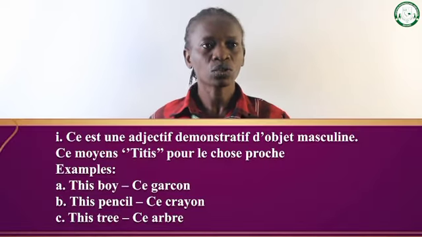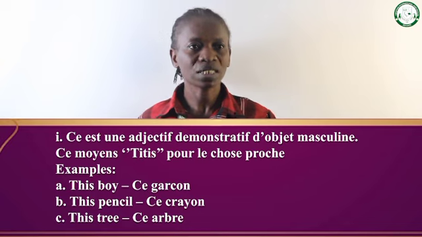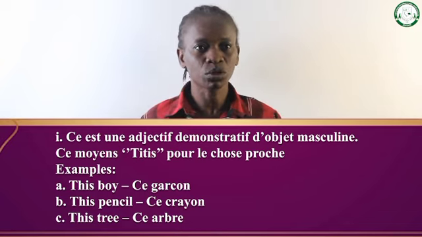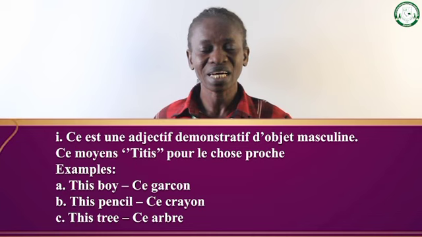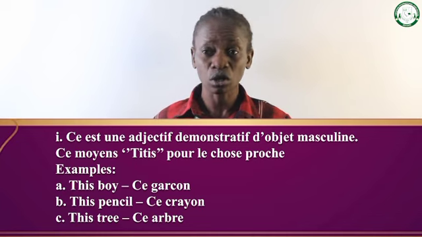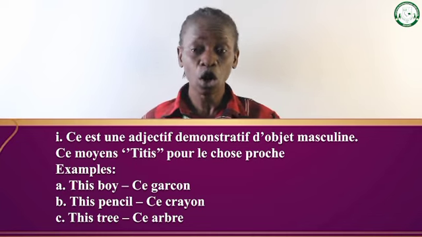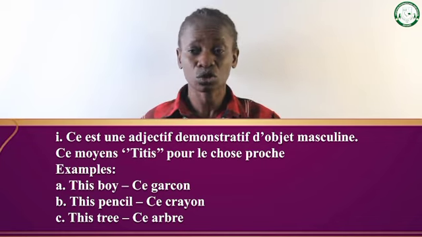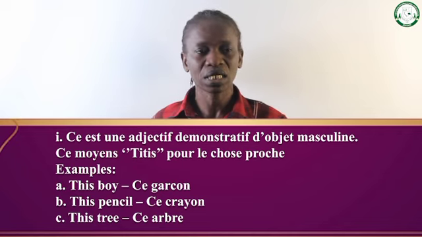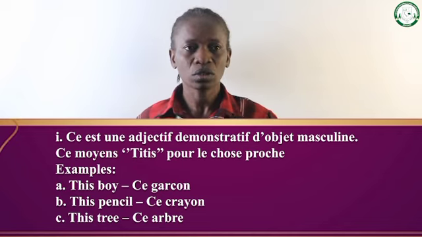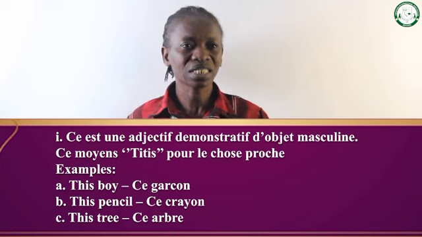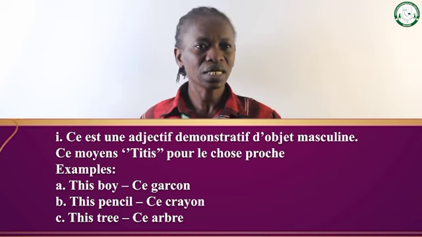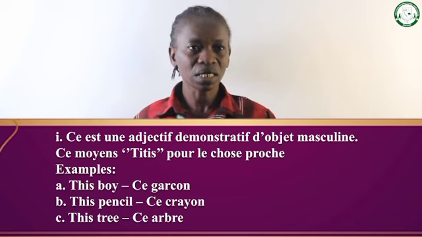Donc, number one, now we go to ce, C-E. That is the first one. Un adjectif démonstratif d'objet masculin. That is, that one is used before an object that is masculine. Any object that you know is masculine in the French language, that is what you use that word ce with. And I spell it again, C-E. That is this. It means this. Pour les choses proches.